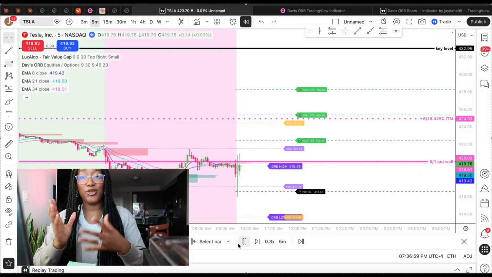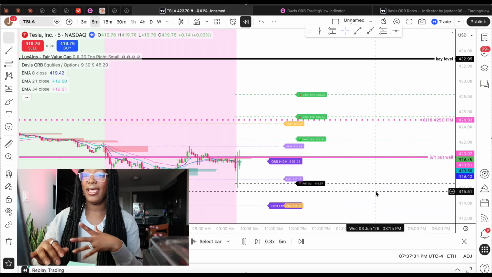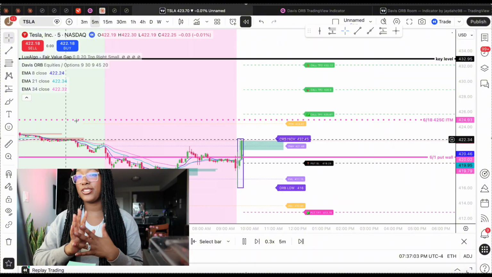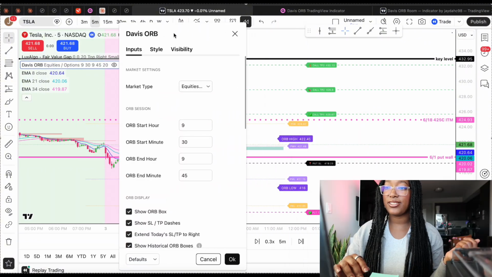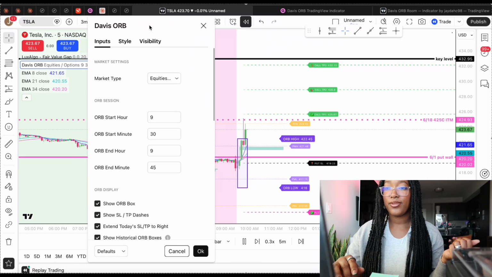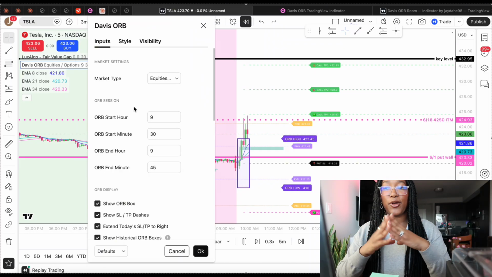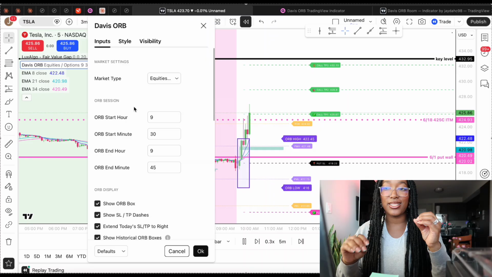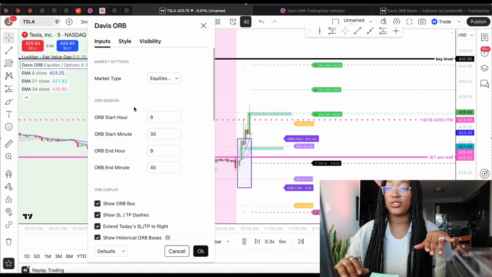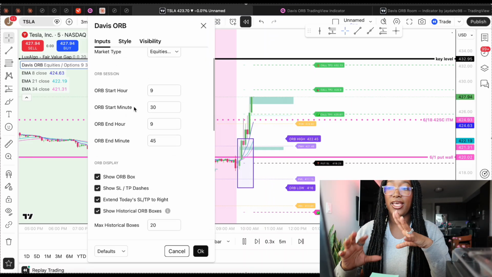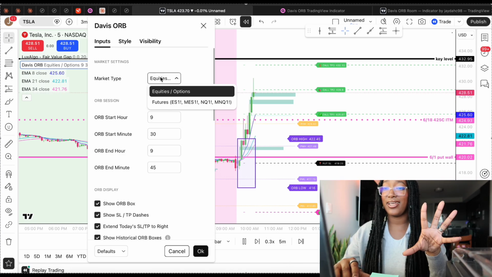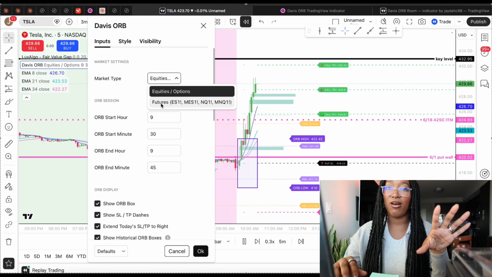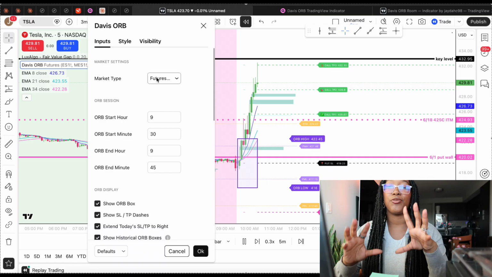So when you're using the indicator, you can go in it and make updates and change the markets that you're in. I can honestly walk through that right now with all of you guys as the trade is playing out. So right now we're in the equities or options market, so I would select that. If you're trading futures, you can also go into that and change the market just so the timing of the ORB range is on point. I'm going to show you guys me toggling on and off every feature, and I'll just go through my settings as well.